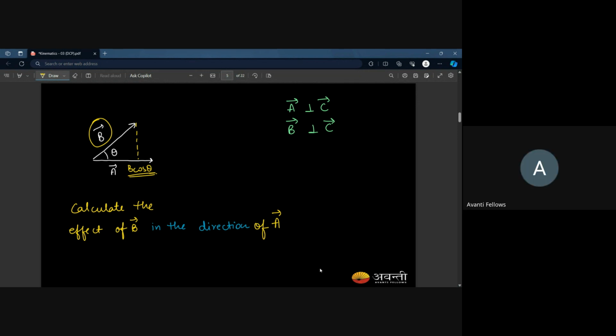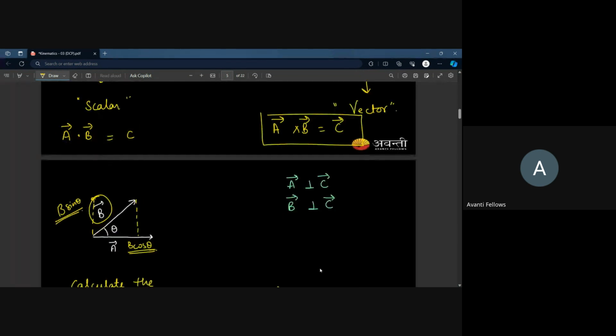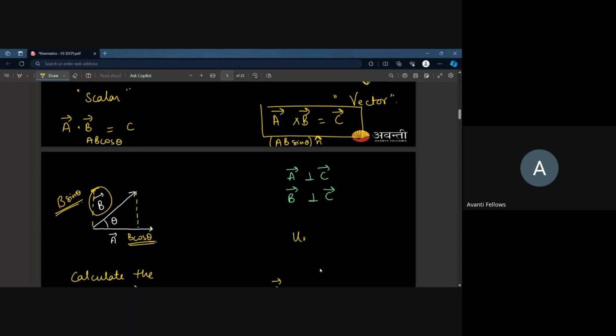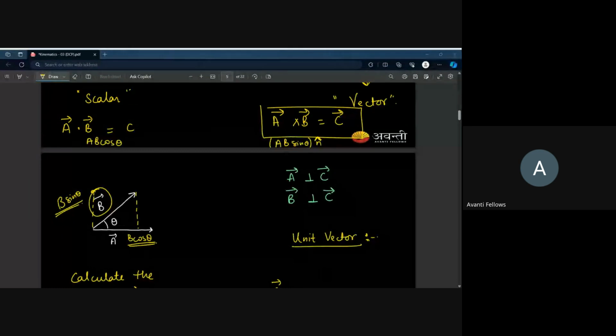And if I want to calculate its projection perpendicular to vector A, then it will go as B sin theta. So this also plays a very important role, because A dot B is nothing but AB cos theta, and A cross B is nothing but AB sin theta. Since it's a vector, you need to add a unit vector over here. That's why I asked you to study those basic mathematics videos, because it will take time if I explain the unit vector. So the least I can do is give you the definition.